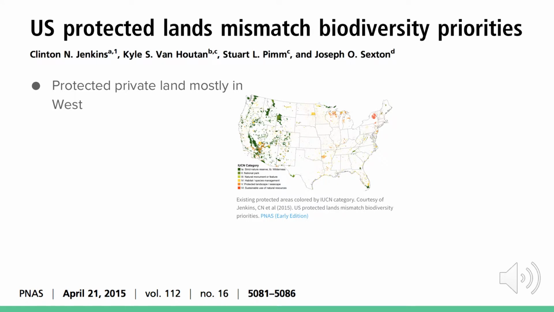The next article we'll be looking at is U.S. Protected Lands Mismatch Biodiversity Priorities by Clinton Jenkins. Although there is a lot of land that is protected in the United States, this land does not cover many areas that are high priority in terms of biodiversity.